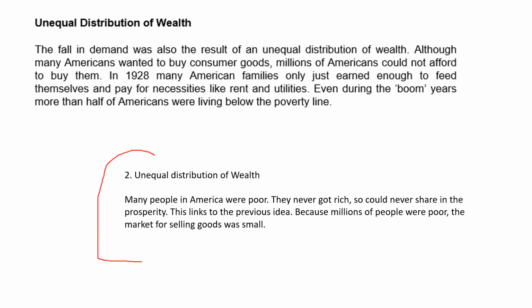Here's the summary to copy down. The unequal distribution of wealth was the second factor. Many people in America were poor. They never got rich, so they could never share in the prosperity. And this links to the previous idea of overproduction. Because millions of people were poor, the market for selling the goods was small.